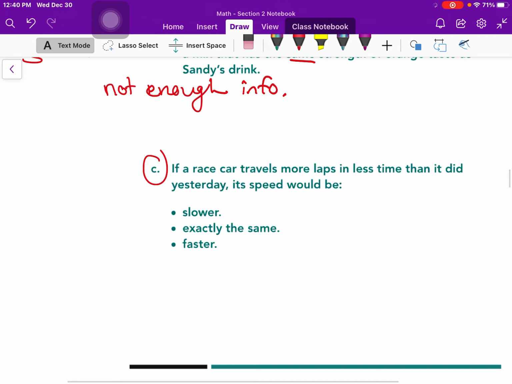Let's look at C. If a race car travels more laps in less time than it did yesterday, so today covers more laps, less time, the speed would be slower, same, or faster. If he's covering more laps, I think he's going a little bit faster.